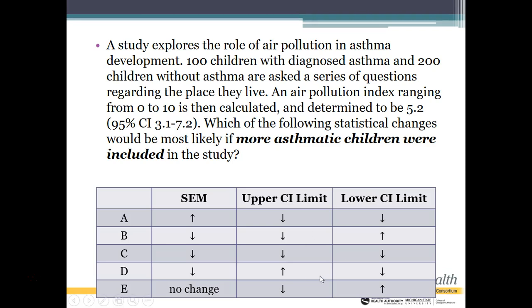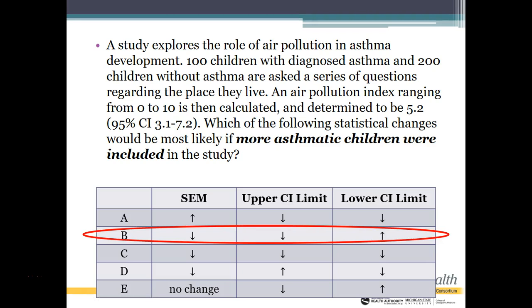So of course the mouse is not working. So here's our choices. In the standard error of the mean, remember as we increase our N, that would decrease. So we are looking at these three. We just said that the upper limit would decrease and the lower limit would increase. So this would be the correct answer.